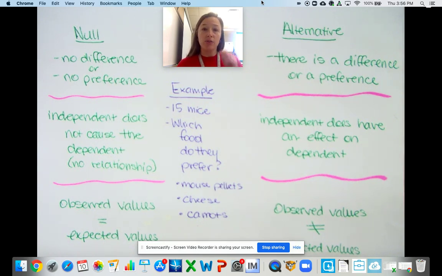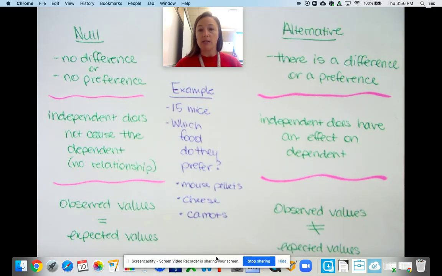In this case, with your alternative, the independent does have an effect on the dependent variable. So it is causing, going back to the plants, the color of light does impact the height that the plant grows. And so your observed values and your expected values would not be equal if your alternative was true. So let's look at this with an example.